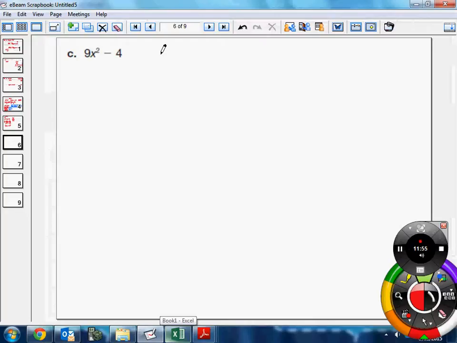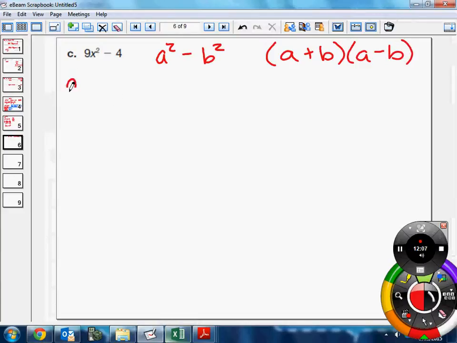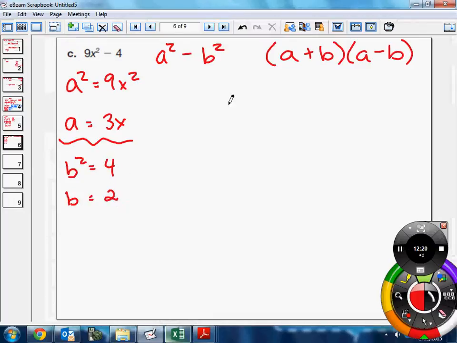Okay, so we said a squared minus b squared. This always has to be subtraction. If it was addition, it would automatically be prime. And this is going to factor out to a plus b and a minus b. Well, what is my a? If my a squared is 9x squared, then my a must be 3x. What is my b? Well, if my b squared is 4, my b must be 2. So plug this in. This has to be a plus b, a minus b. So 3x plus 2 and 3x minus 2. And that's my answer.